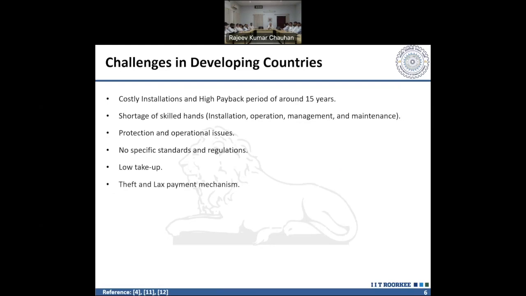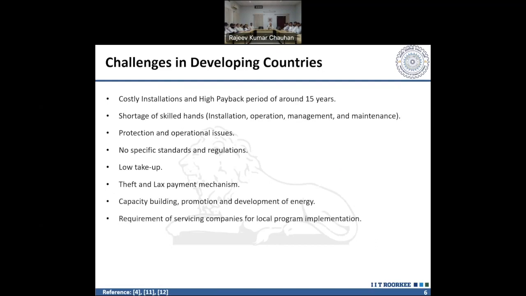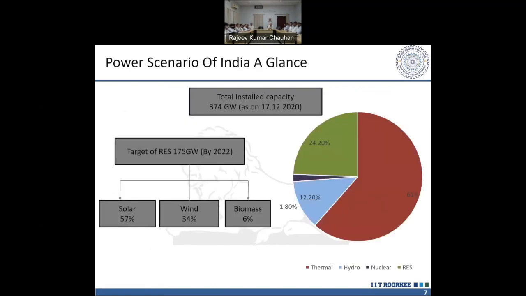Low take up, delayed payment mechanism, capacity building, requirement of servicing companies, sustainable revenue. And so these are the challenges of renewable energy.